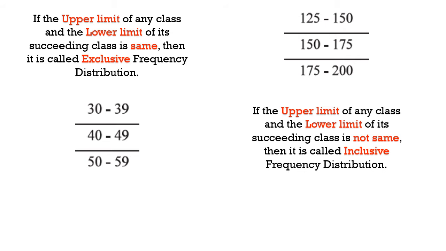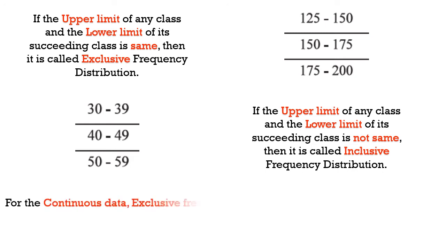While in the inclusive frequency distribution, the classes are 30 to 39. That means 30 is included and 39 is also included in the same class. 40 to 49, so 40 and 49 both are included in the same class. Similarly, 50 to 59, so 50 and 59 are also part of the same class. So each and every class includes each and every value they show. That's why it is known as the inclusive frequency distribution.